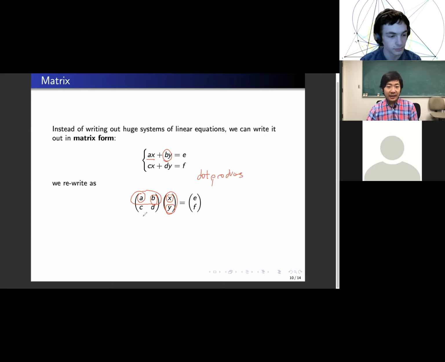And then the second equation is going to be CX plus D. So you do row times column. And so studying systems of linear equations is the same as studying matrices, sort of, in some sense.